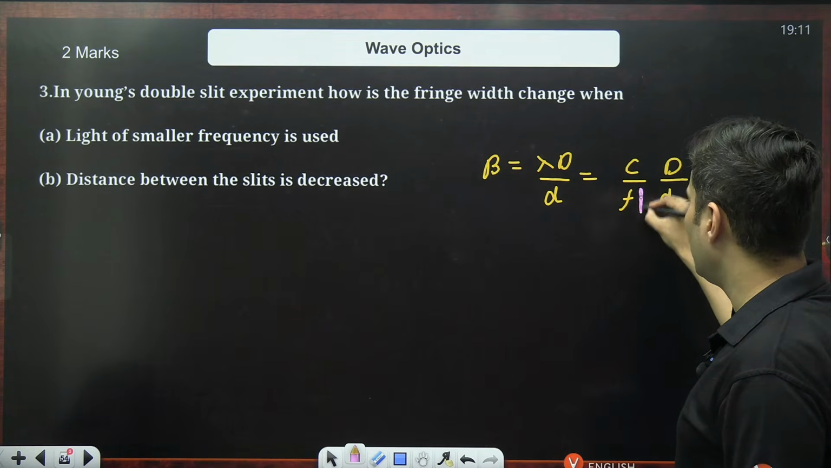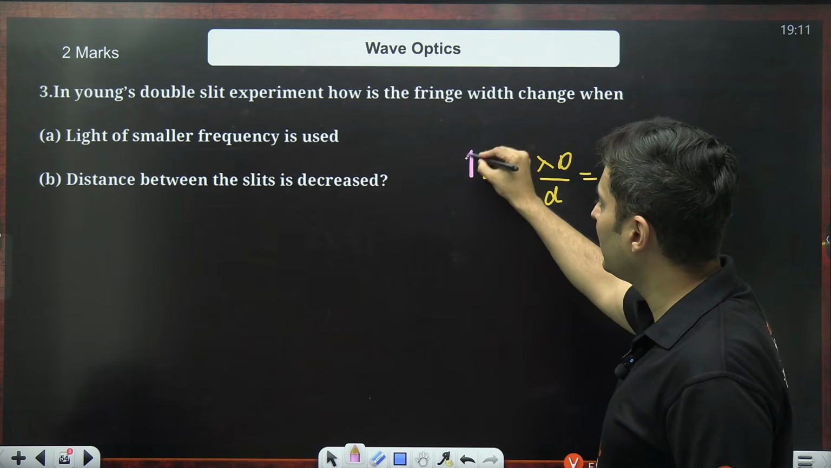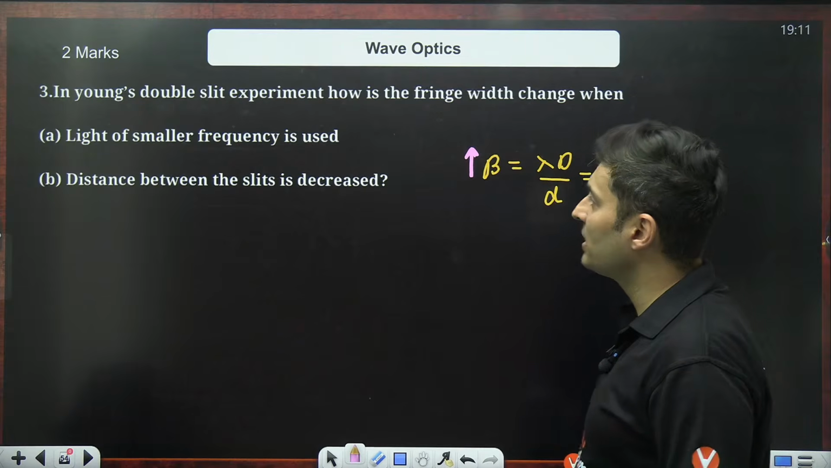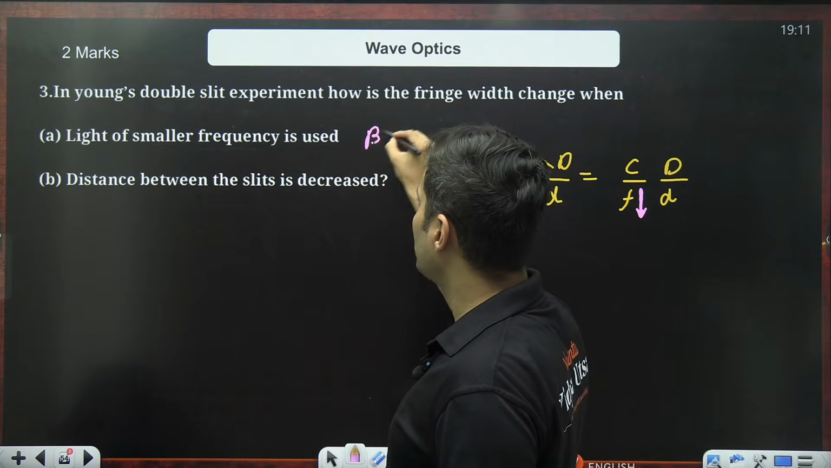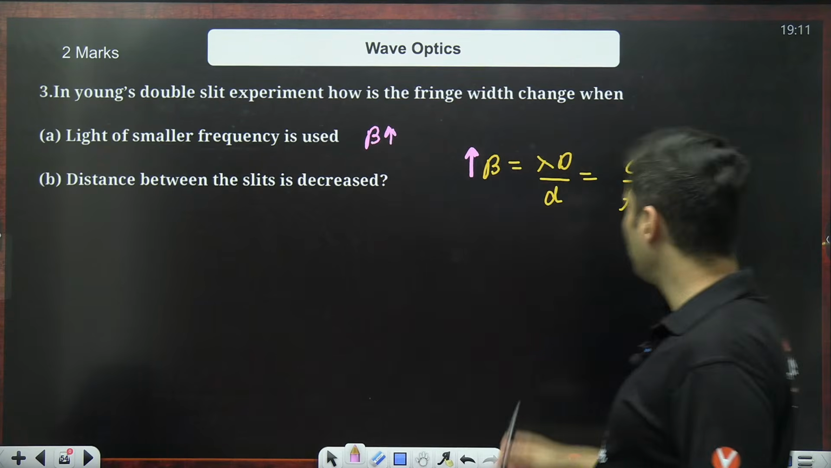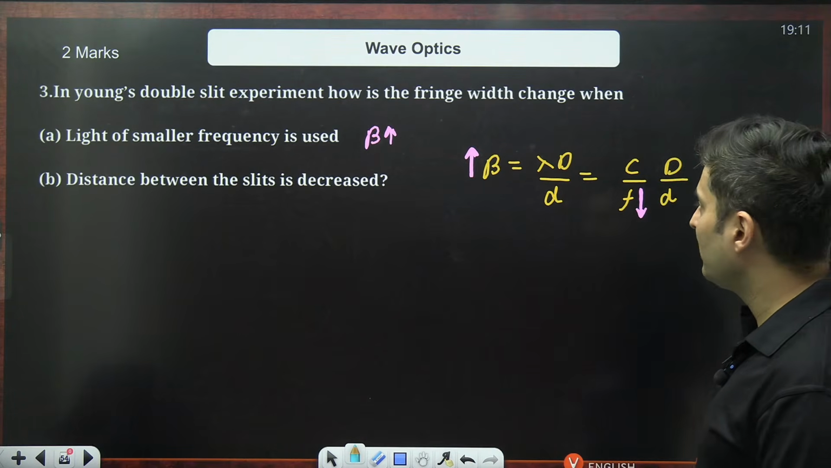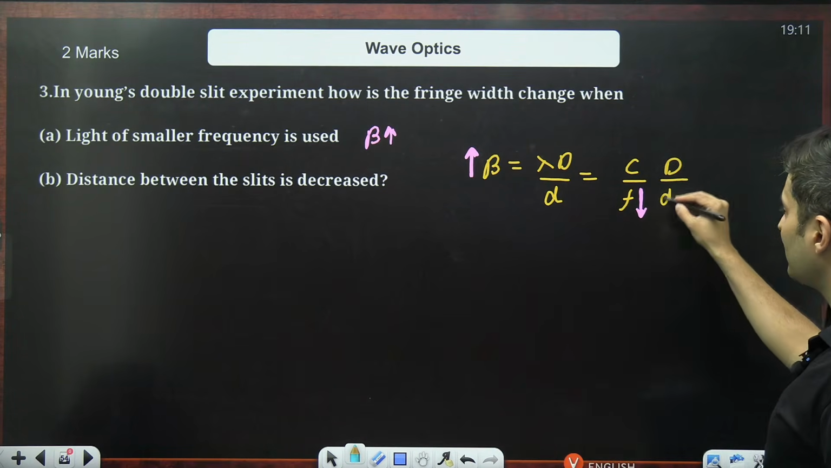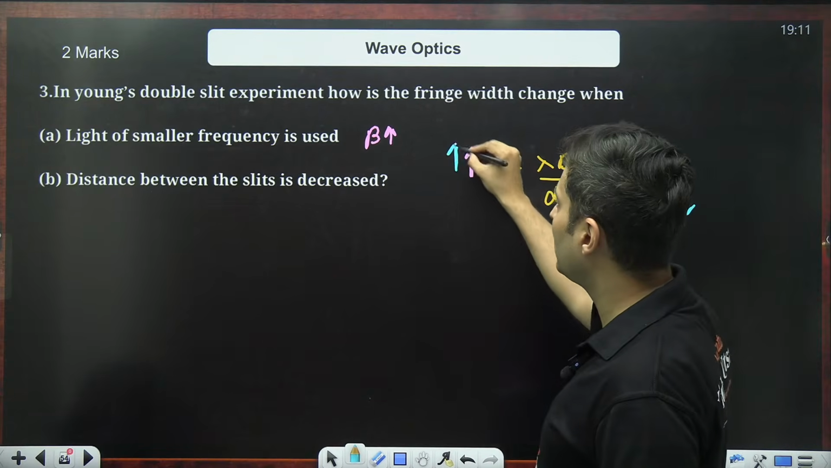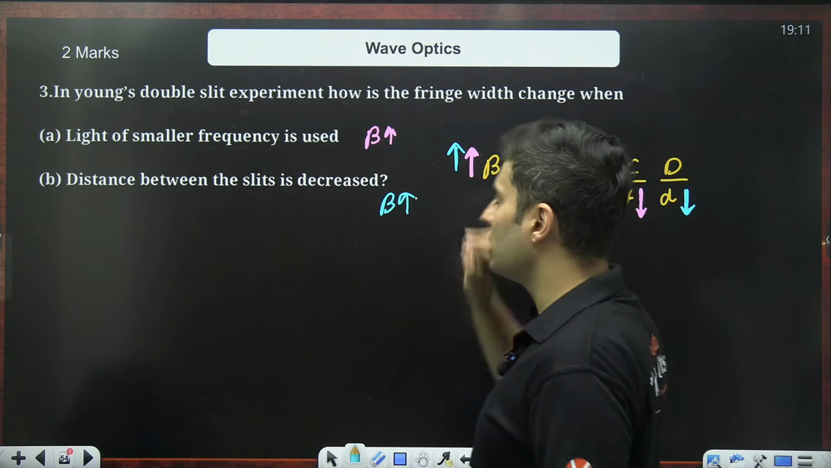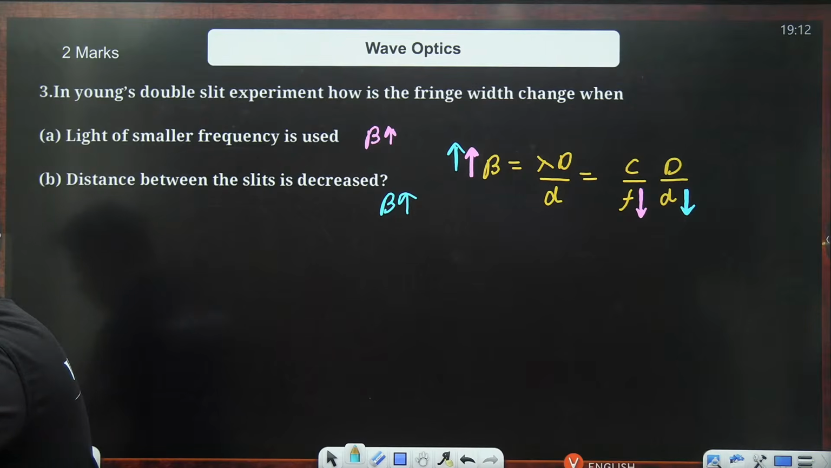If you use light of smaller frequency, then the fringe width will obviously increase. So if light of smaller frequency is used, the fringe width will definitely increase. You can see frequency is there in the denominator. Similarly, if the distance between the slits is decreased, then naturally beta will again increase. So for this also, the fringe width will increase. Both the cases it will increase.